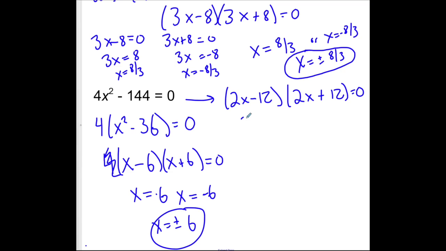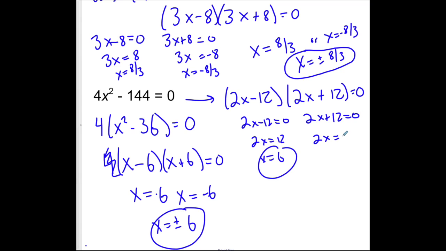So this one would be 2x minus 12 is 0. So you'd add the 12. You divide by 2. Here you would be plus 12, so you'd start by subtracting the 12 and dividing by 2. So you can see either way you get the exact same answer.